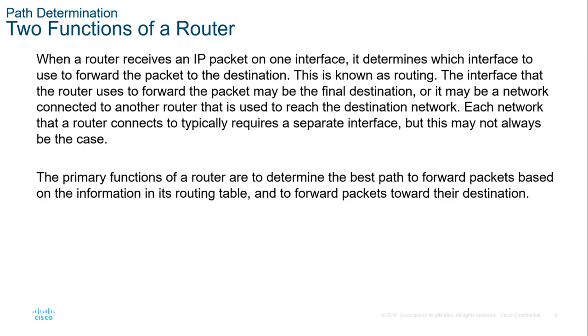Path determination is within the functions of a router. So when a router receives an IP packet on an interface, it determines which interface to use to forward the packet to the destination. So this is known as routing. When the router receives a packet and tries to determine the destination interface, that is what we call routing.